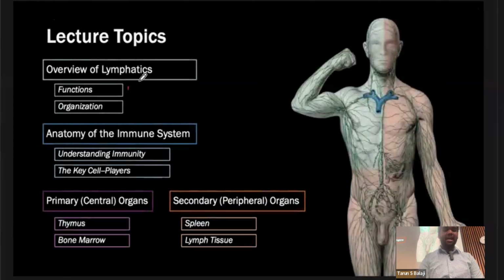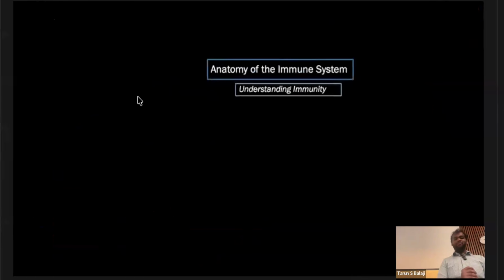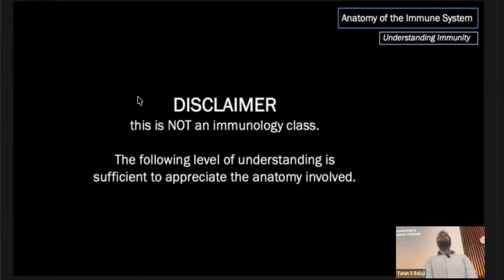Okay, so now we've talked about the function and the organization of the lymphatic system. Woohoo! Look at you go. You're learning. Now let's talk a little bit about the immune system and the anatomy that's pertinent here. Again, this is not an immunology class, so if things sound a little too simplistic, that's all you need.